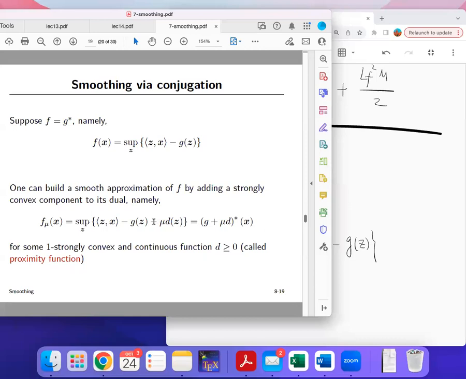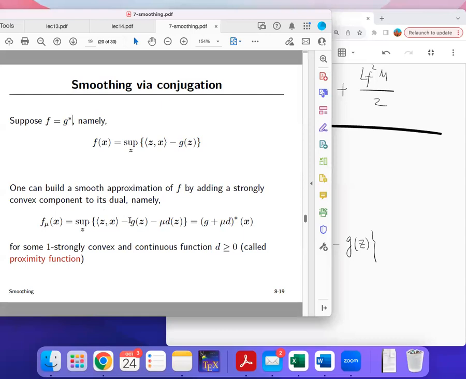So we add this negative mu times d of z function to the conjugate function. And here assume that this d is one strongly convex and continuous. Following this notation, everything except for this linear term will be denoted as the conjugate function, right? So here's a linear term minus g of z. So this entire function is denoted as g star, right? It's always this guy with a star on top of it.